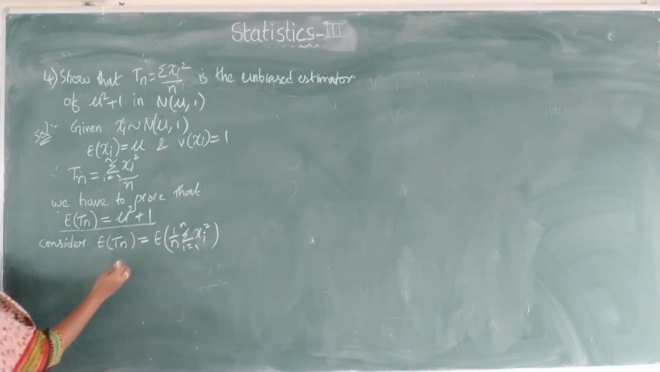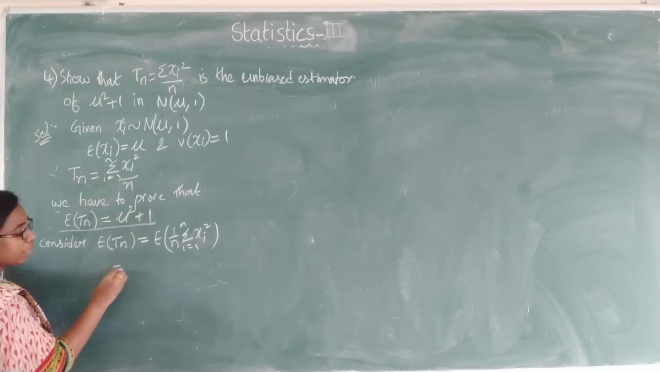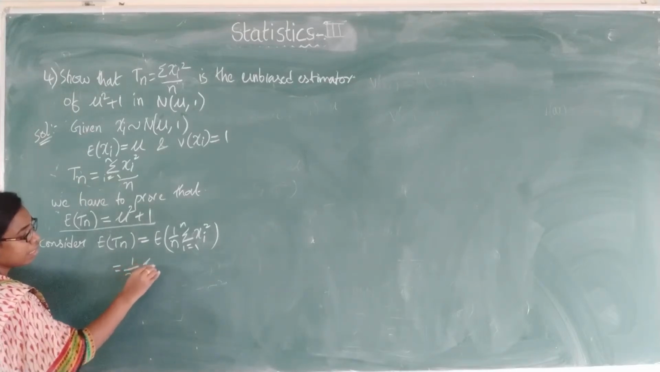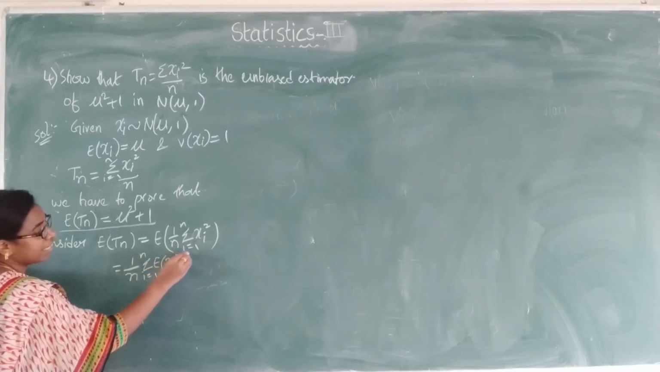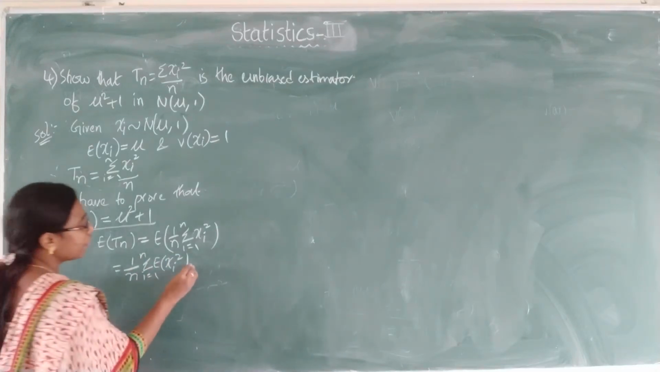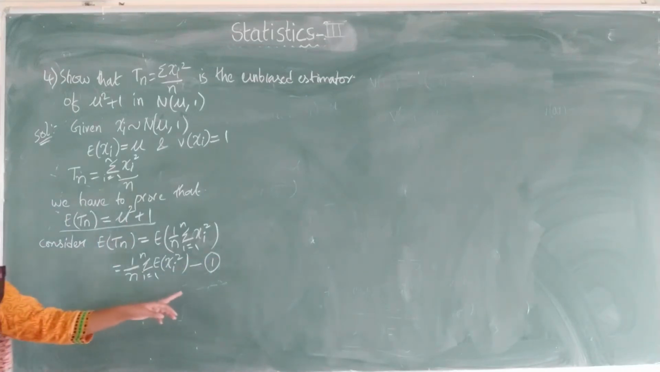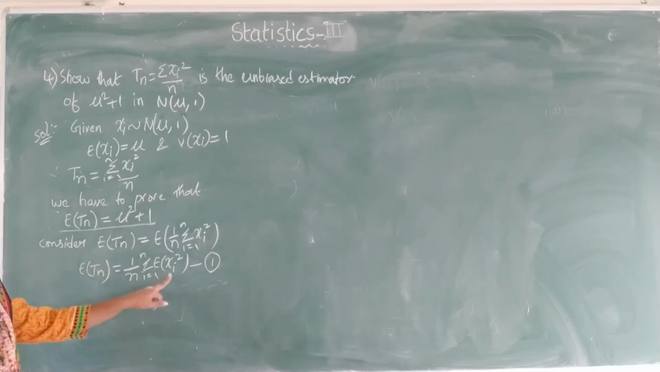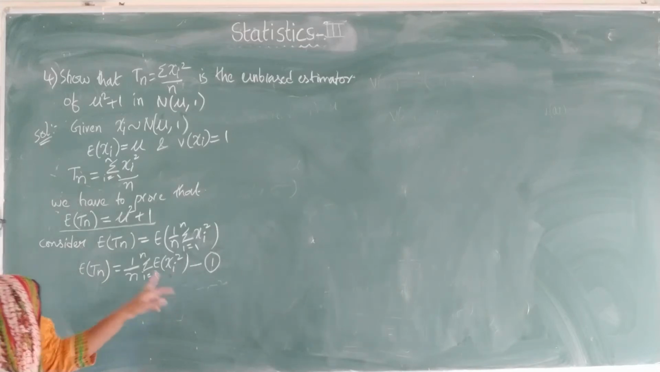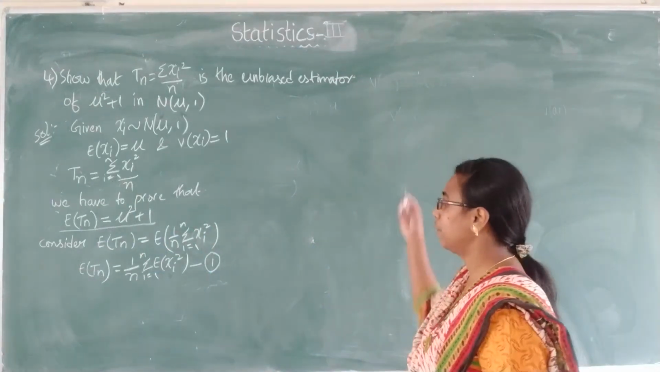Now write all the constants outside. You will get 1 by n summation i equals 1 to n expectation of xi square. We don't know expectation of xi square, so we have to find it. Keep this as equation 1. This is the expectation of Tn. Whenever expectation of xi square is not available, we find it by using the variance formula.